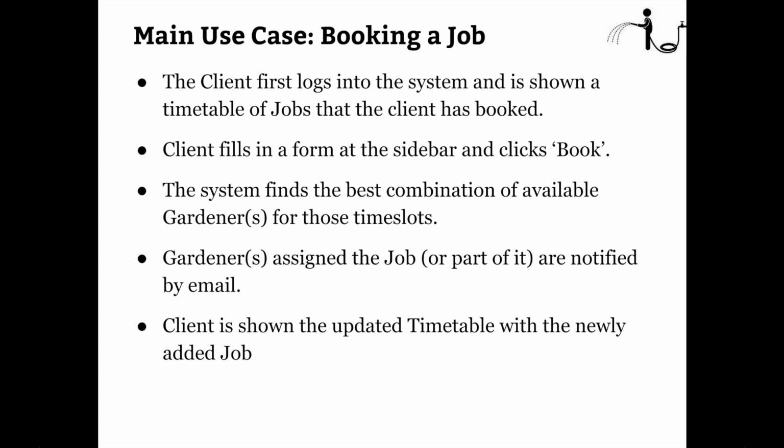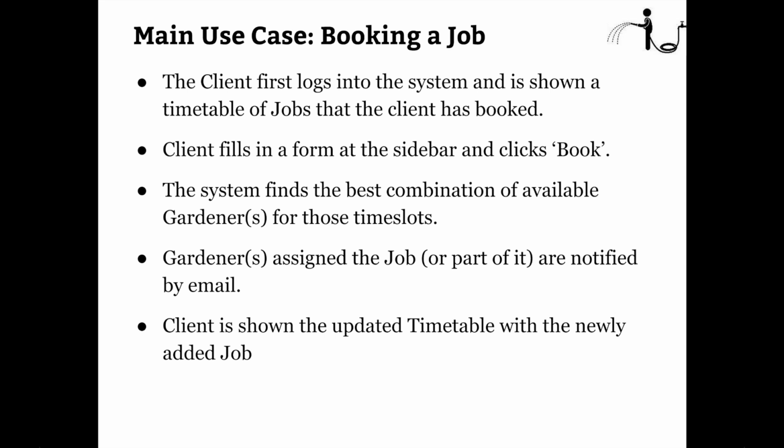The client first logs into the system and is shown a timetable of jobs that the client has booked. A successful login is a precondition of this use case. The client fills in a form in the sidebar and clicks Book. This form includes details about the time and location of the booking. The system finds the best combination of available gardeners for those times and assigns them the job or part of it. Gardeners assigned the job are notified by email, and finally the client is shown the updated timetable with the newly added job.